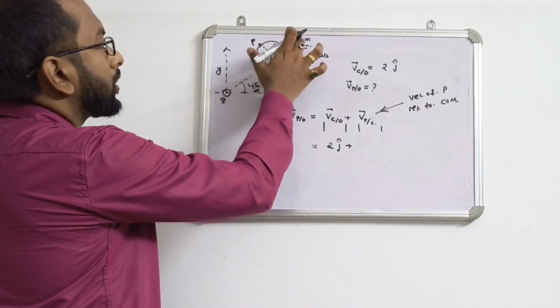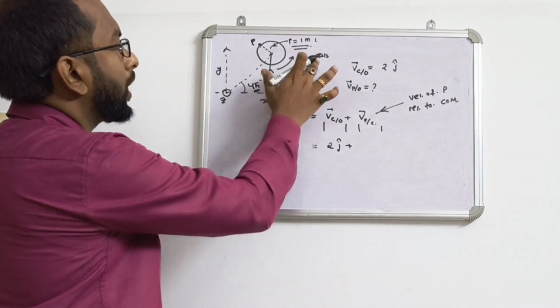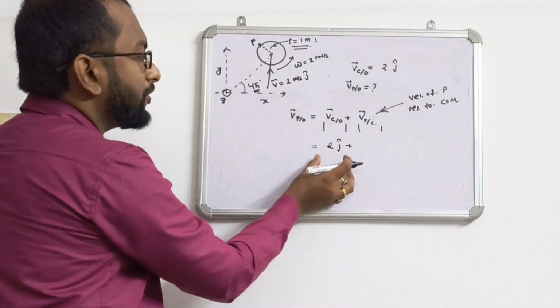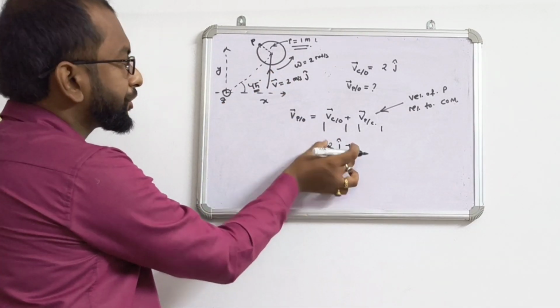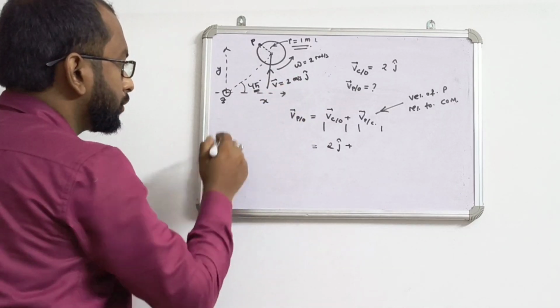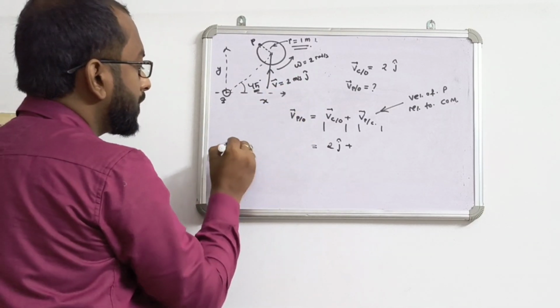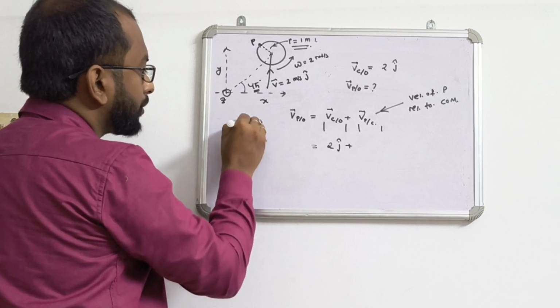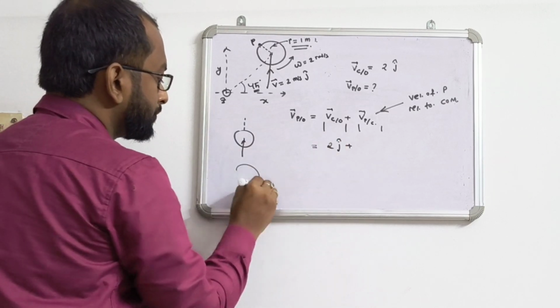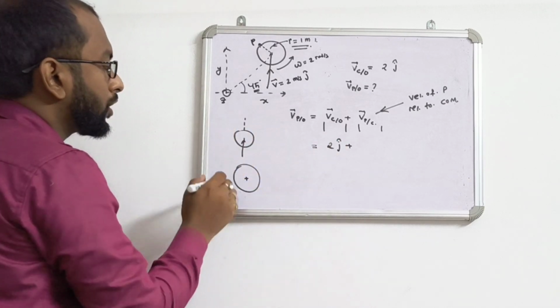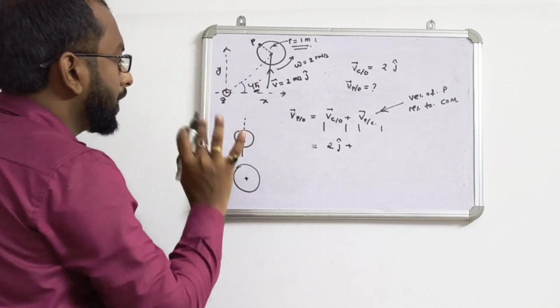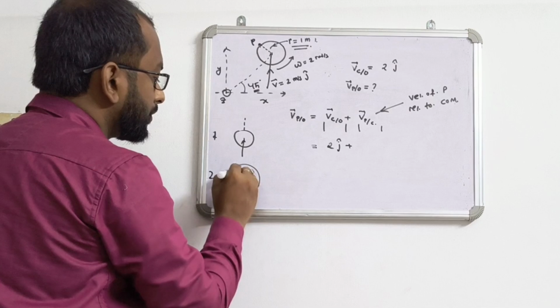See, r is 1 meter and omega is 2. Right now we have already considered the translational part of this combined motion. Only the rotational motion is left. So this is the first part, this is the second part. I am standing here, seeing how this body is moving.